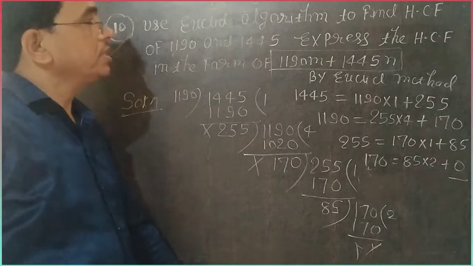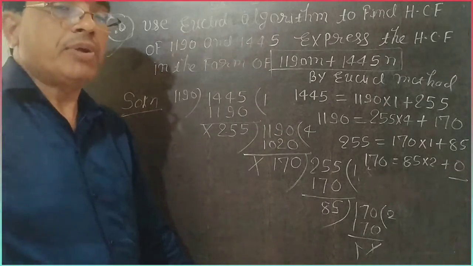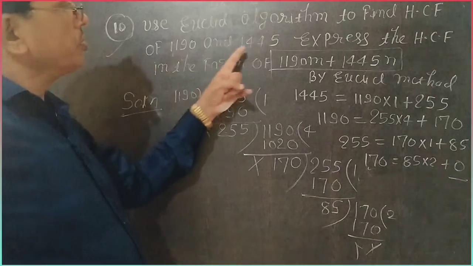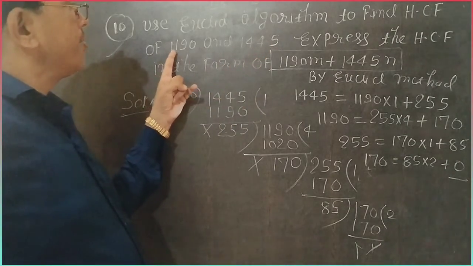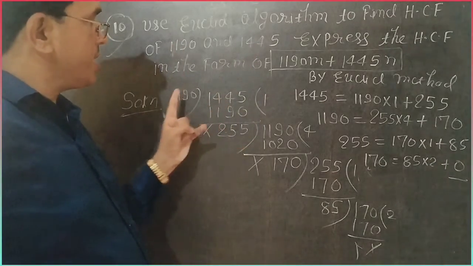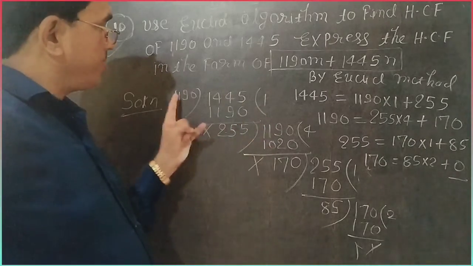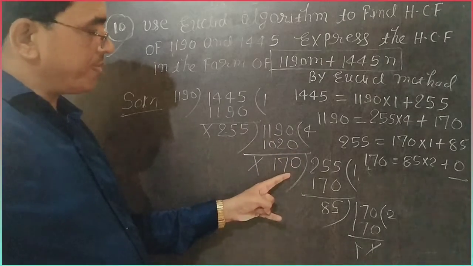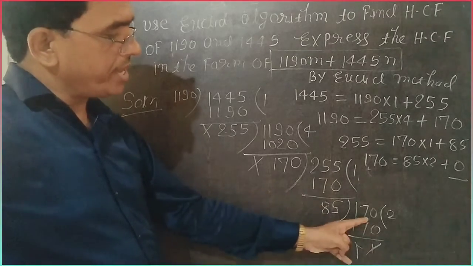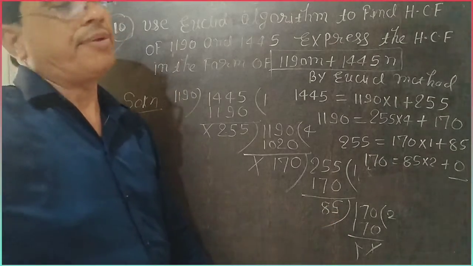So for this type of question, first find the HCF by Euclid's division method. Here are two numbers, 1445 and 1190. This is greater and this is smaller. Always the greater is the dividend. Divide it. Remainder is 255. Again this is the dividend. Then the remainder is 170. Now this is the dividend. Now the remainder is 85. Now 2 times 170, so 85 is the HCF.